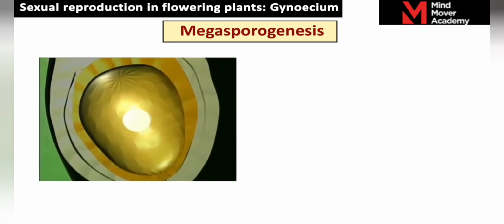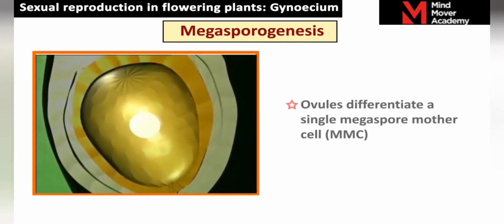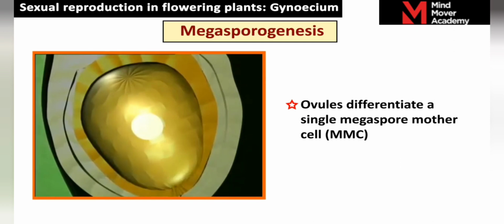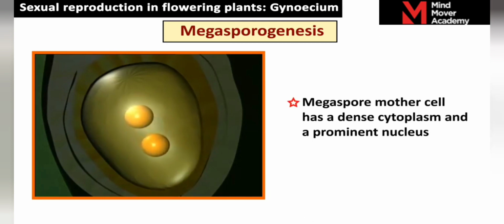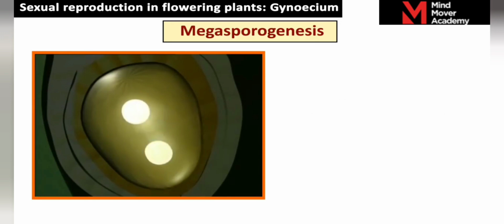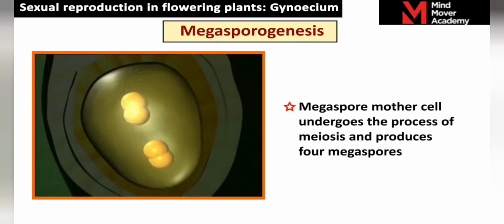Ovules generally differentiate a single megaspore mother cell, abbreviated as MMC, in the micropylar region of the nucellus. It is a large cell containing dense cytoplasm and a prominent nucleus. The MMC undergoes meiotic division, and meiosis results in the production of 4 megaspores.